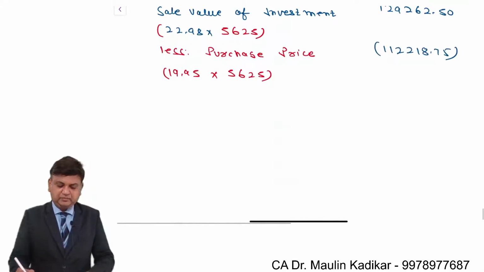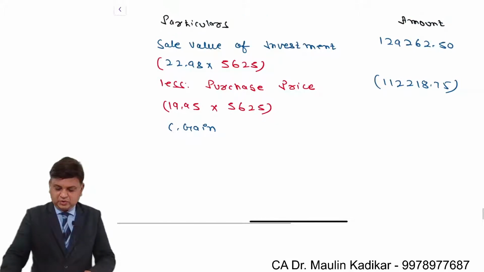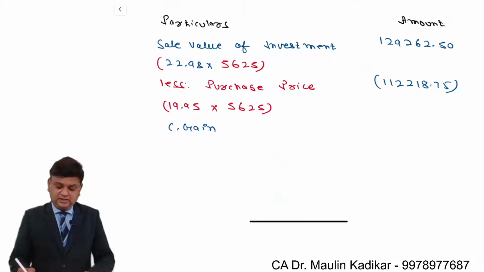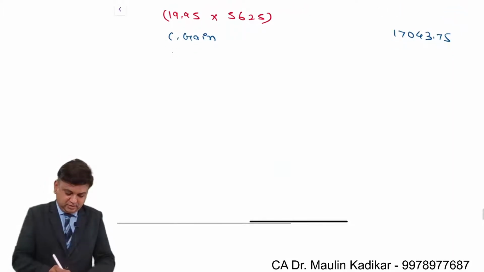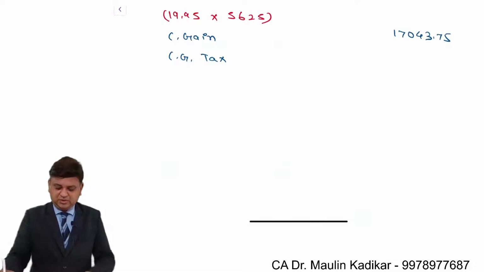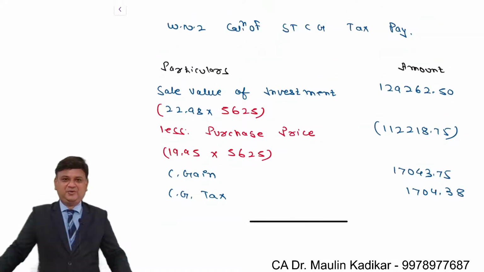1,12,218.75. The difference of that is the capital gain. So the difference between both of them is 17,043.75, and capital gain tax is at the rate of 10%. So in that case it is 1,704.375 or 38. This is the way the capital gain tax will be calculated.